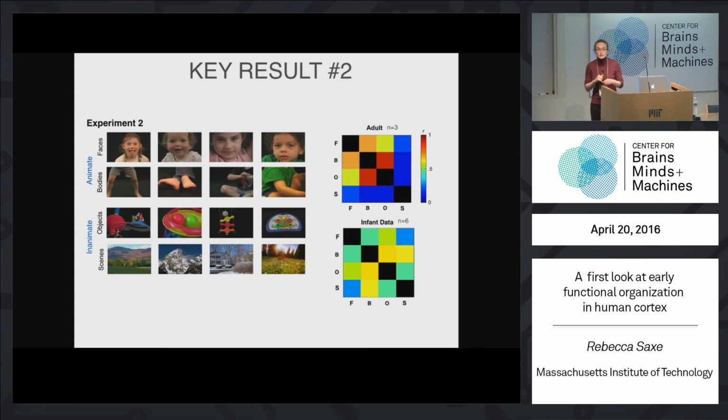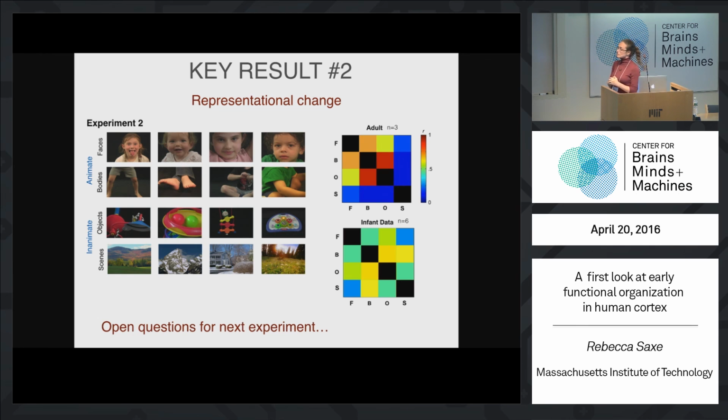And by various measures, we can tell that that pattern in babies is different from the pattern in adults. It's also different from the pattern predicted by each of our hypotheses that we went into this experiment with, which suggests that there is major fundamental representational change happening between infants and adults, but we don't know what it is. And so there's lots of work still to be done here.